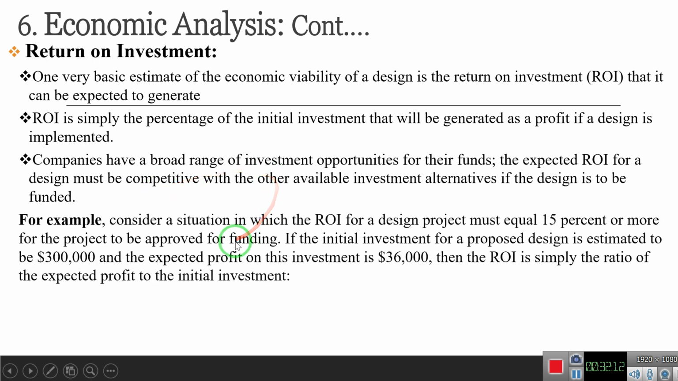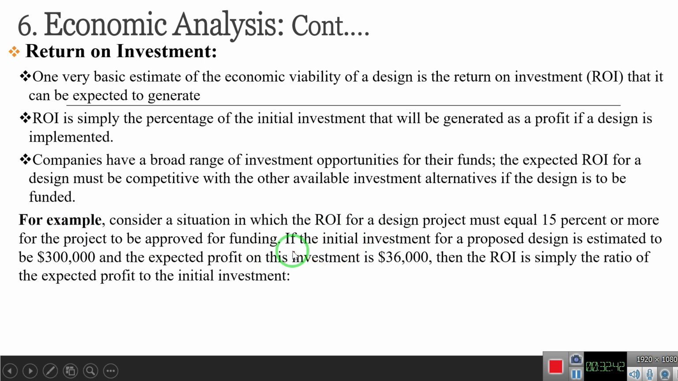For example, consider a situation in which return on investment for a design project must equal 15% or more for the project to be approved for funding. If it is more than 15% only, the banker will give fund. Then only you can go ahead for your project or for your new solution of the problem. Otherwise, they will cancel. Your project is abandoned. It will not be there.